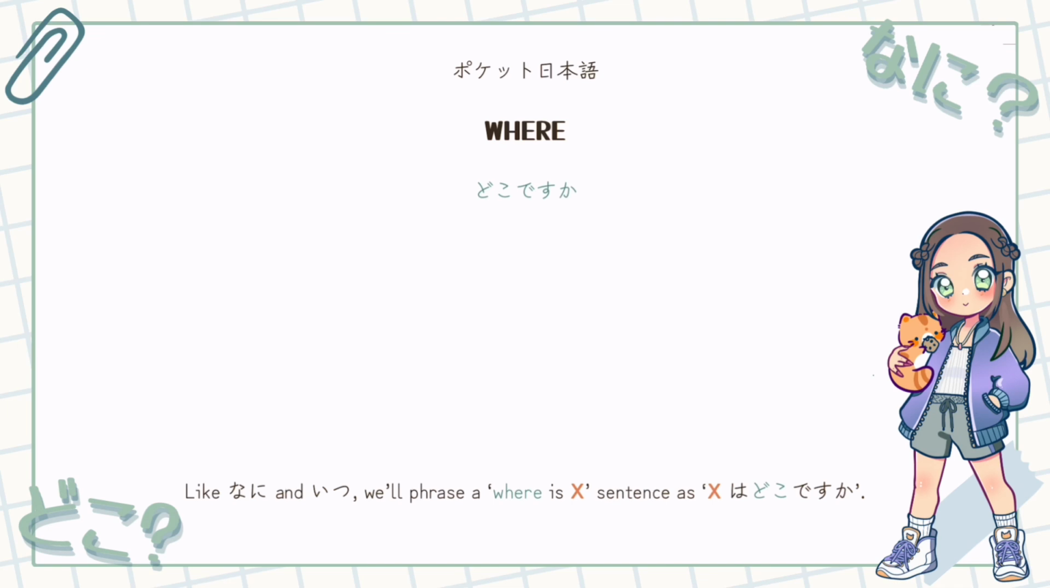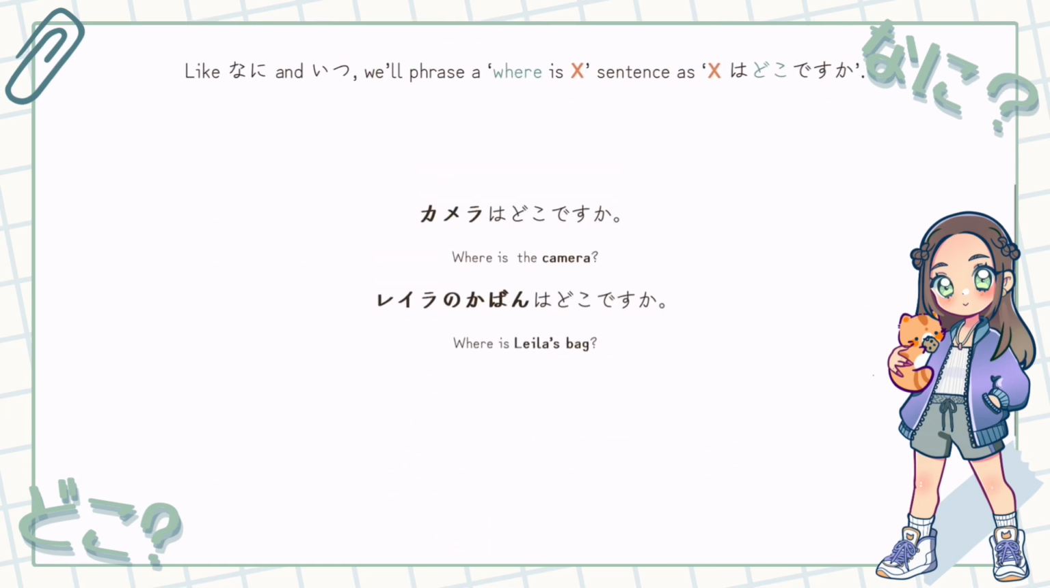Where? Doko desu ka? Like nani and itsu, if you haven't checked those lessons out yet, I recommend you do. I have a few on them, so you can head over to them. Mainly because we're going to use the same sentence structure for doko, so it really helps to have an idea of nani and itsu. Specifically with nani, I go over the difference between nani and nan. So yes, go check them out.